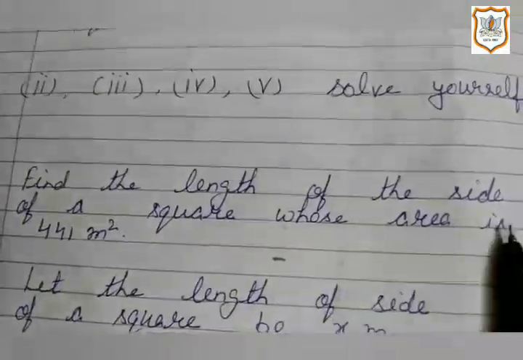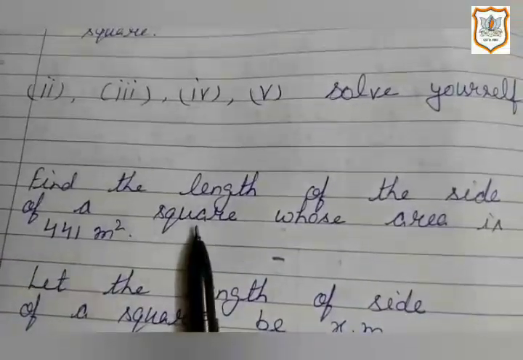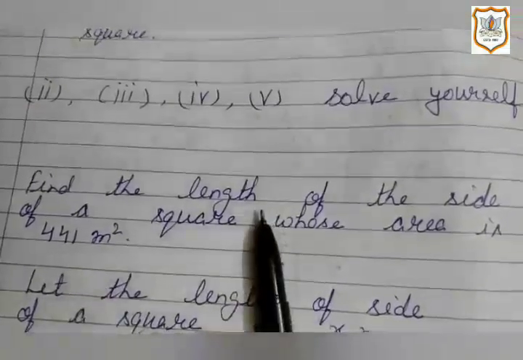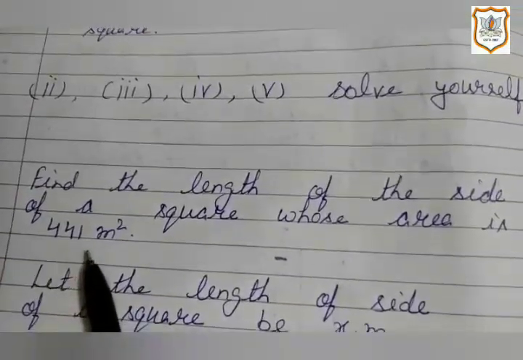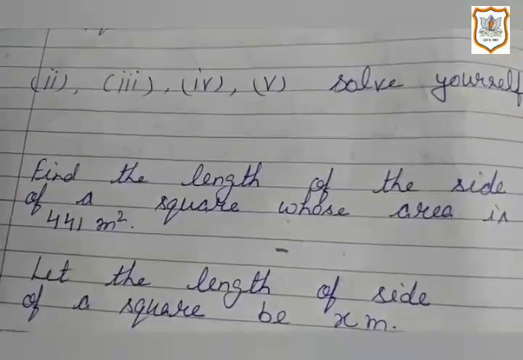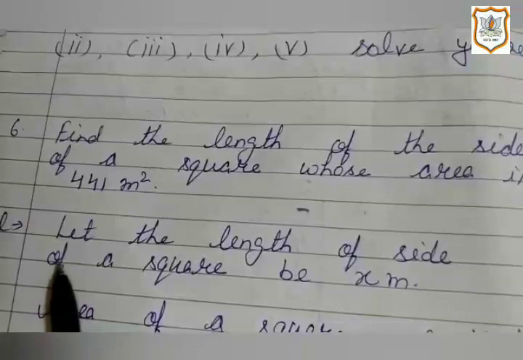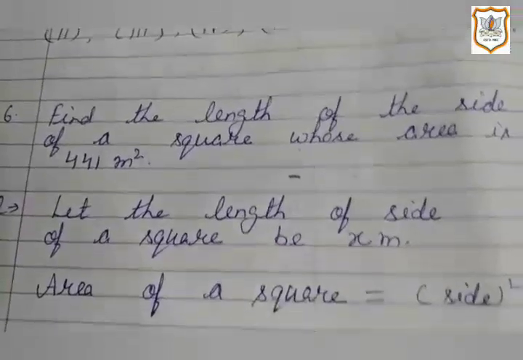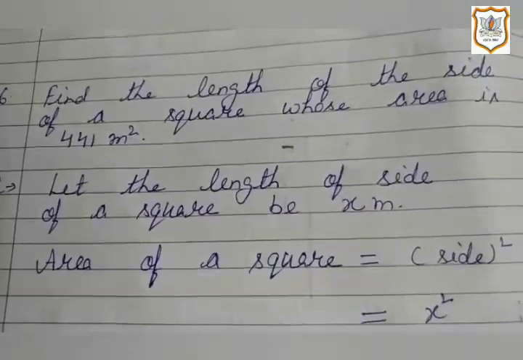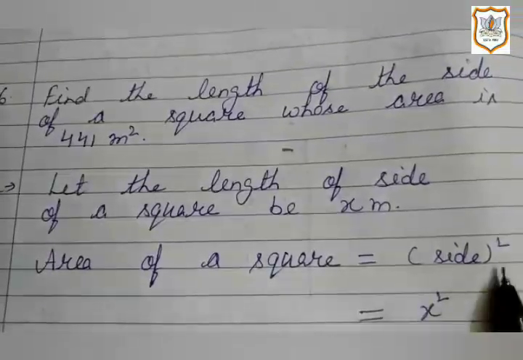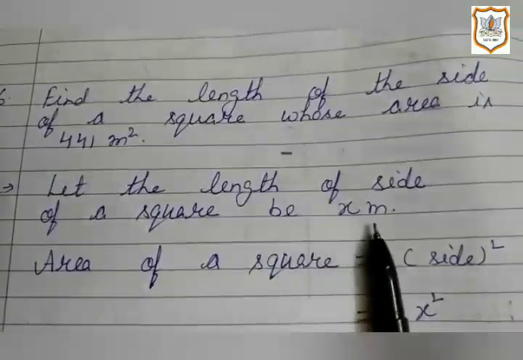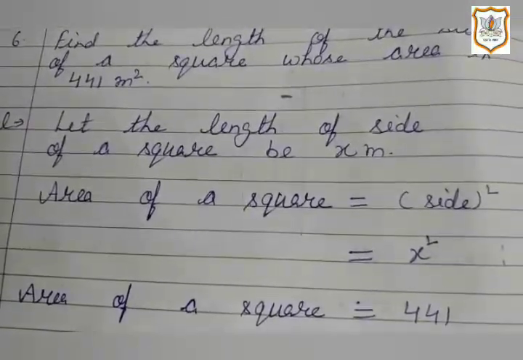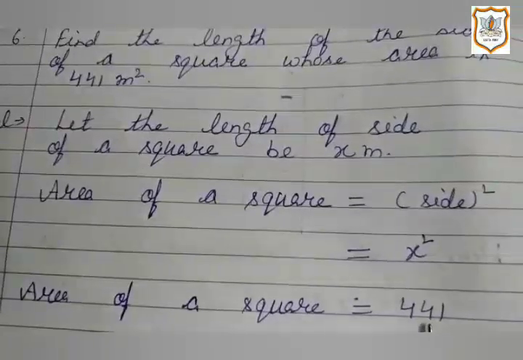find the length of the side of a square whose area is 441. In this square, the area is given as 441 meter square. Let the length of the side of the square be x meter. As you know, the area of a square equals side square and the side is x meter. So we write x square. Area of square equals 441.